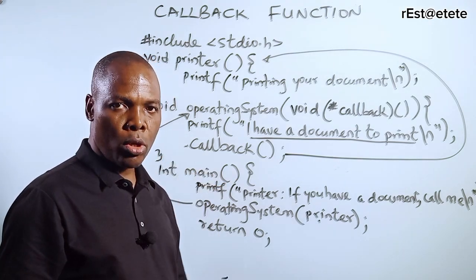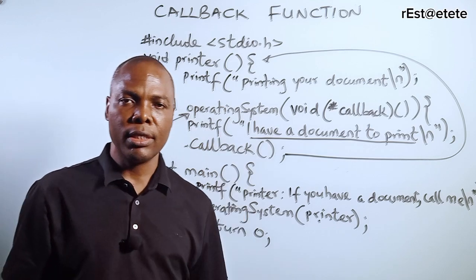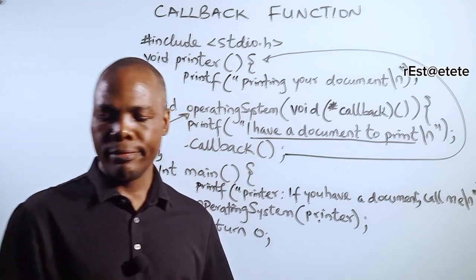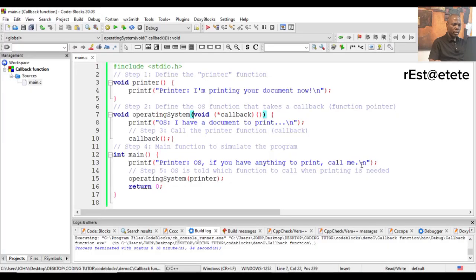So let's go to code blocks. Let me demonstrate this for you to see. Okay, so this is our code block and this is the program I've written. I also added comments. So the first comment is step 1, define the printer function. Step 2, define OS function that takes a callback function pointer. Then step 3, call printer function. Step 4, main function to simulate program. Then step 5, OS is told which function to call when printing is needed. So that is what I have written here.